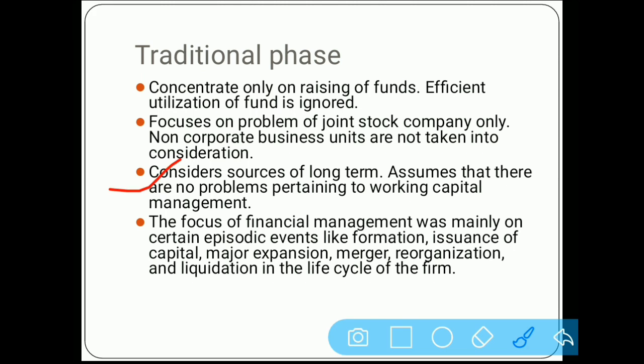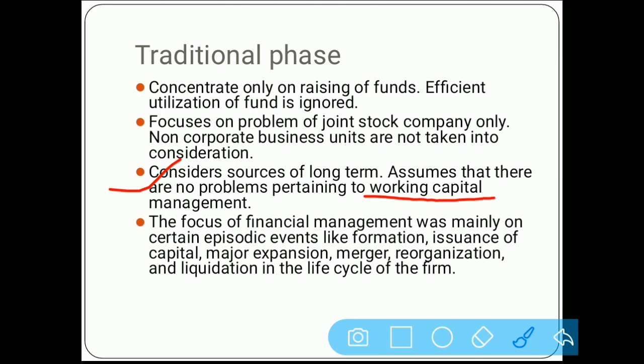Then the only main aim was to collect long-term money. There are basically two types of money, short-term money and long-term money. Long-term money is mainly used for manufacturing products. It is mainly used to construct a building, to purchase land and buildings. That is for the long-term purpose only, where money gets stuck for a longer period of time. So at that time, they were only concentrating on raising money for the long-term period.